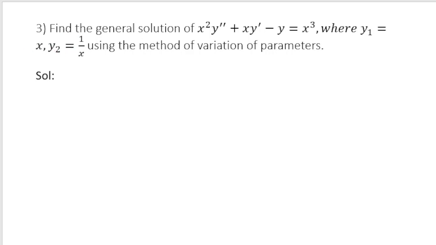So to solve this third problem, it is given that we need to find the general solution of this linear differential equation where y1 is equal to x and y2 is equal to 1 by x using the method of variation of parameter. First thing that I want you to note is that this is not a linear differential equation with constant coefficients, but rather with variable coefficients. How to solve the linear differential equation with variable coefficients, we will be talking about in the coming videos. But here for our convenience, they have already provided us with the two linearly independent solutions, that is y1 and y2.